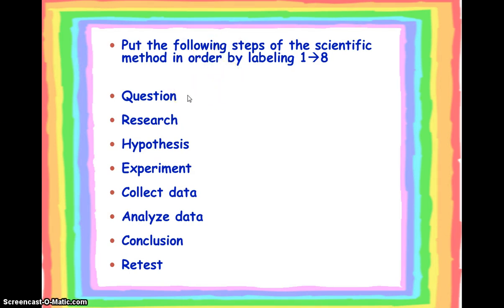So you're doing something and something happens, or you observe something and you think, well, why did that happen? So you form a question. When you do that, you do some background research and see what's already known about your question. Then you can form a hypothesis, which we'll talk about in a minute, but that's basically just a prediction or a guess to the answer of your question.